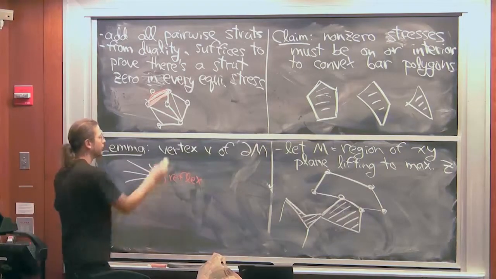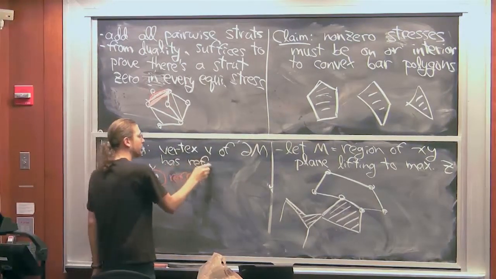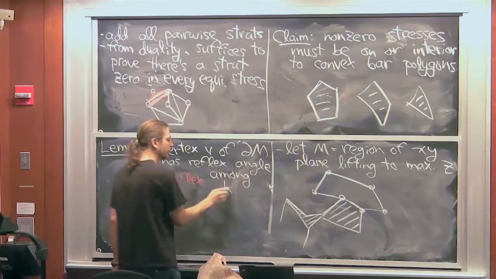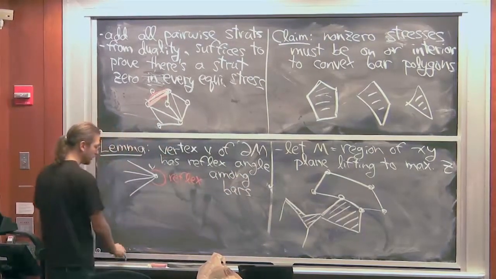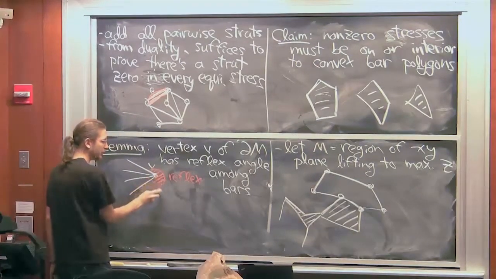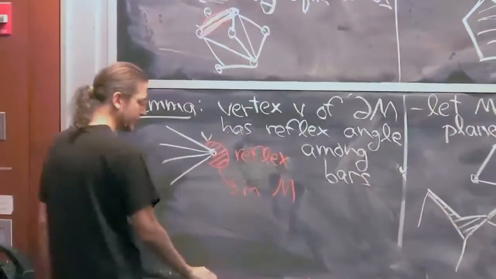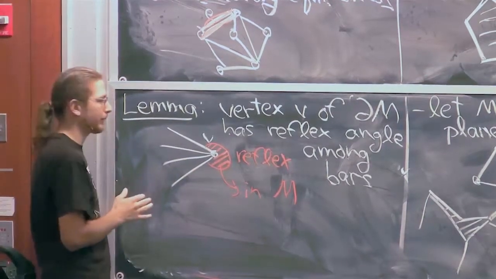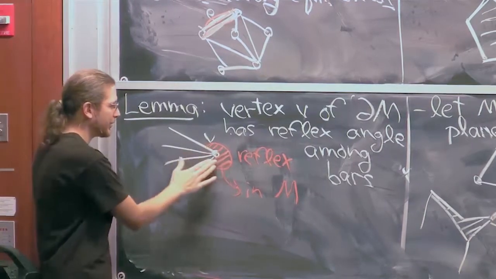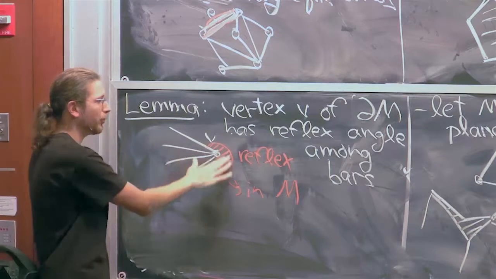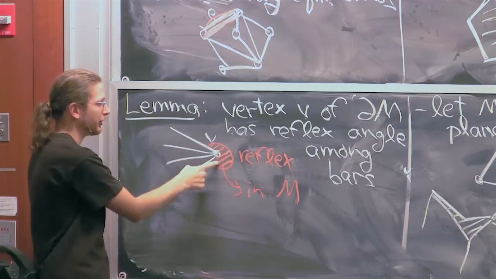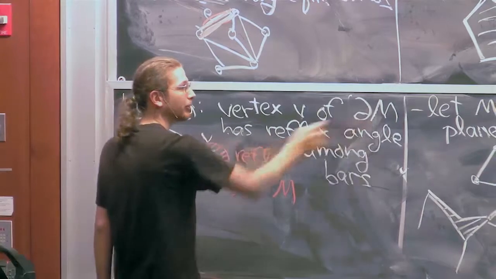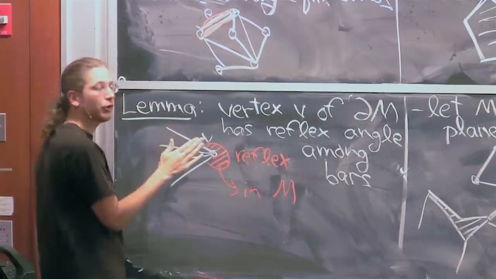So suppose vertex V has a reflex angle among just the bars. Then the claim is, locally, this entire region must be in M, must be locally at the maximum z-coordinate. How did we prove that? Well, the claim is this had to be flat because there's no mountains here. If you think of a reflex region, and V is at the maximum z-coordinate, it's on the boundary of the maximum z-coordinate. So it has maximum possible z, so there's no way you can go up.